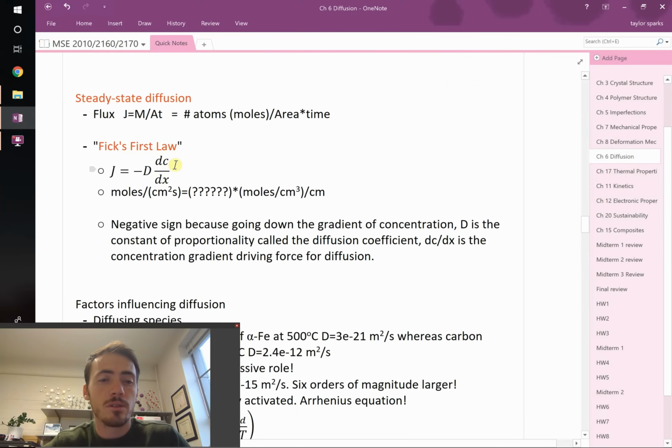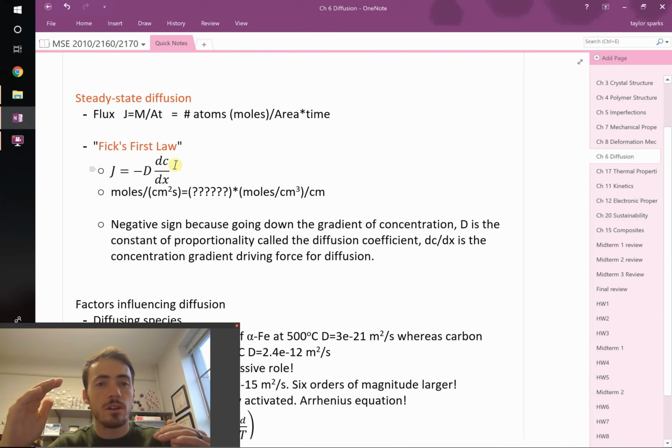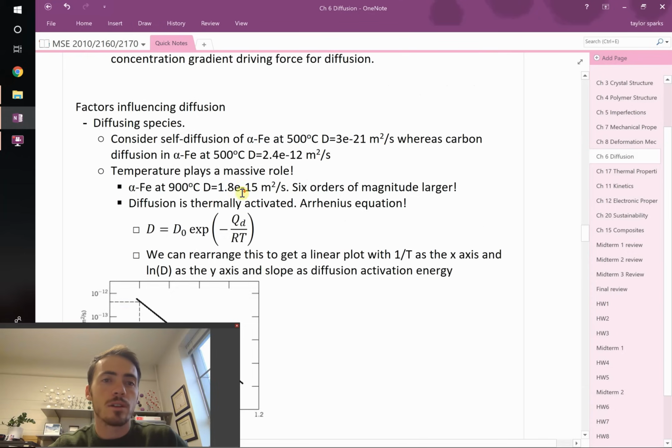This is the spatial gradient. So literally, physically through the material, you're going to have a higher concentration over here and a lower concentration over there, and so it's going to move down the concentration gradient. Okay? So that's Fick's first law.